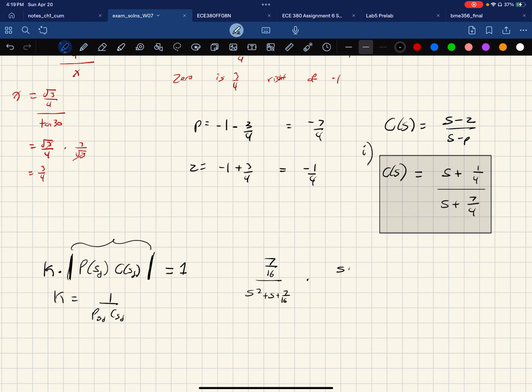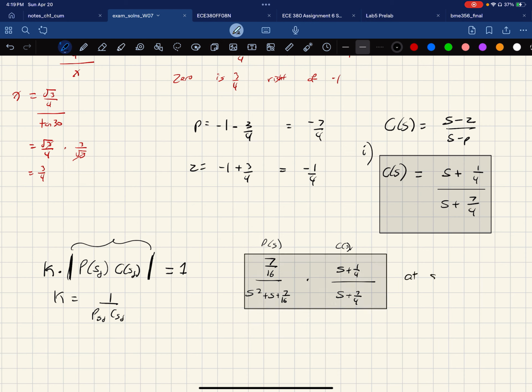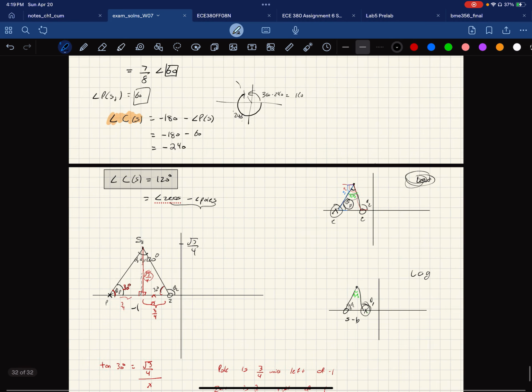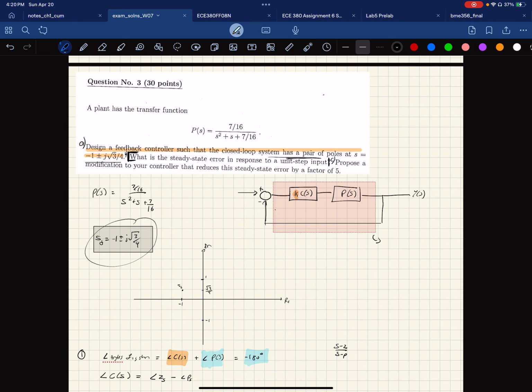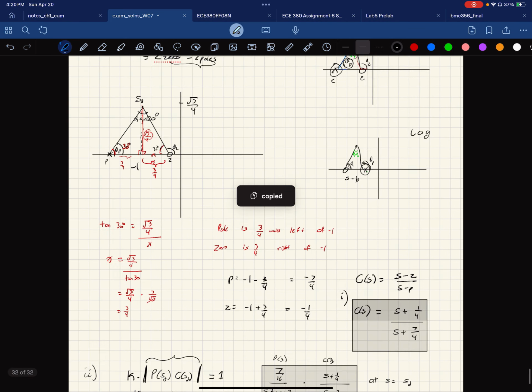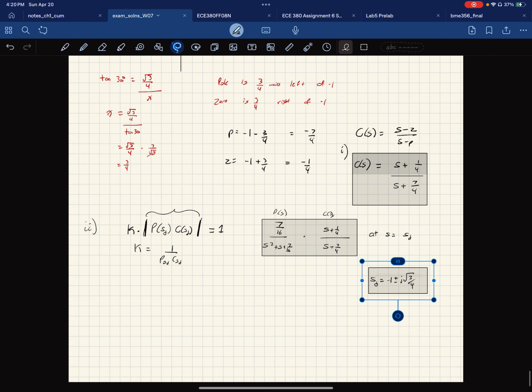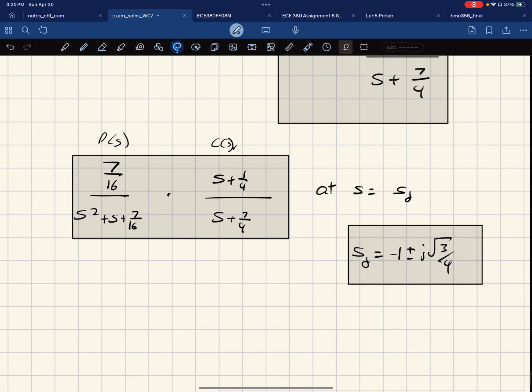And C(s) is (s + 1/4) over (s + 7/4). So this is my P(s) and C(s). Just take this and plug it into your calculator at s equals s_d, which happens at -1 plus or minus j root 3 over 4.